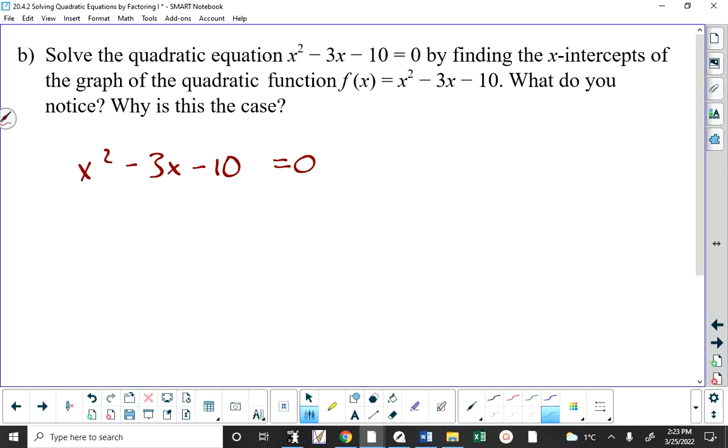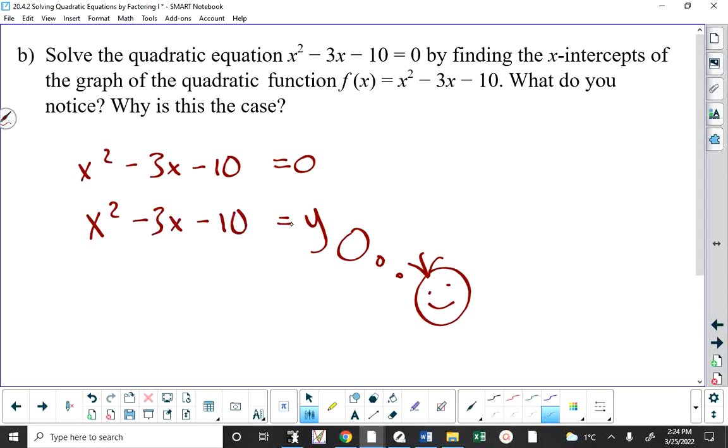Okay, wait a minute. How do we solve a quadratic equation? The only way you know how to solve it is to imagine that what we have going on here is y equals x squared minus 3x minus 10. So I'm going to give you a minute. I want you to graph that on your graphing calculator and find the x-intercepts.